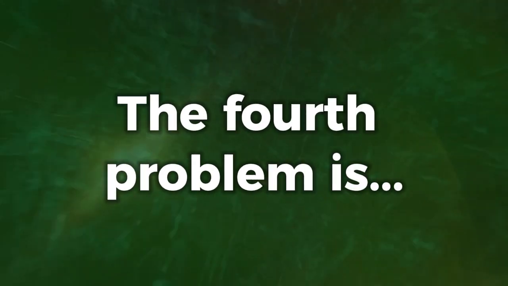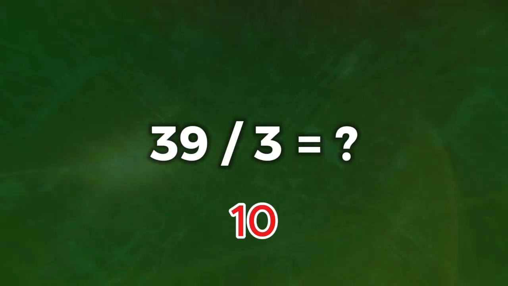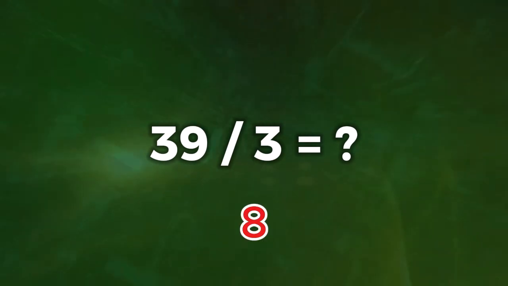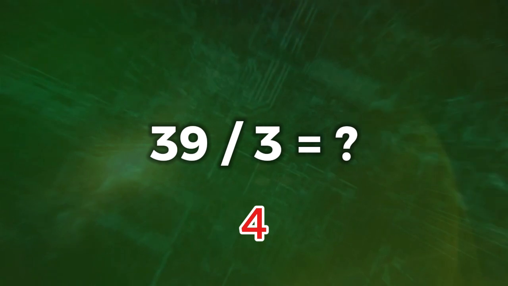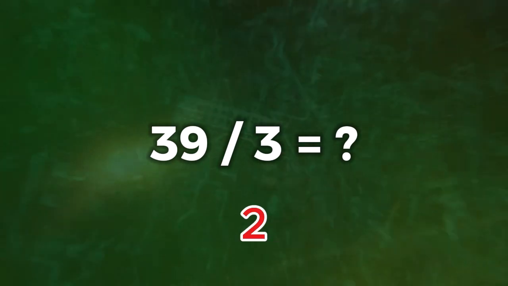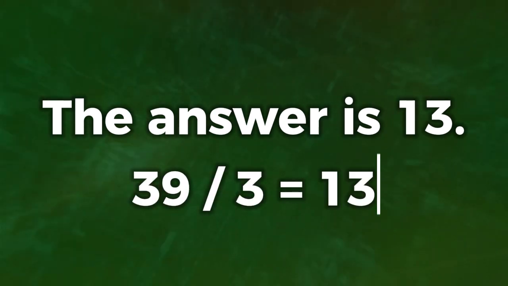The fourth problem is, what is 39 divided by 3? The answer is 13. 39 divided by 3 is equal to 13.